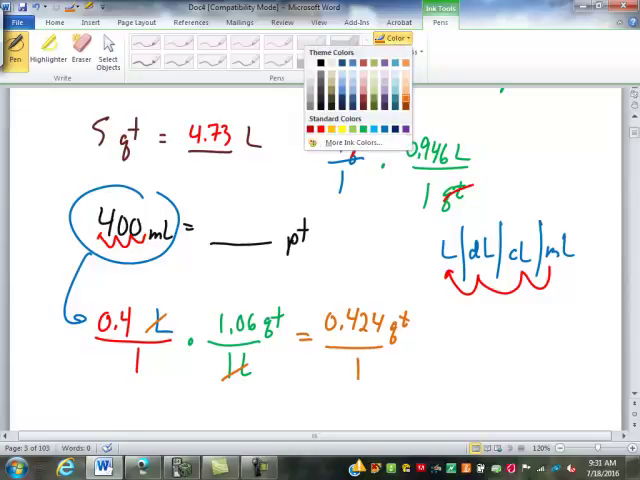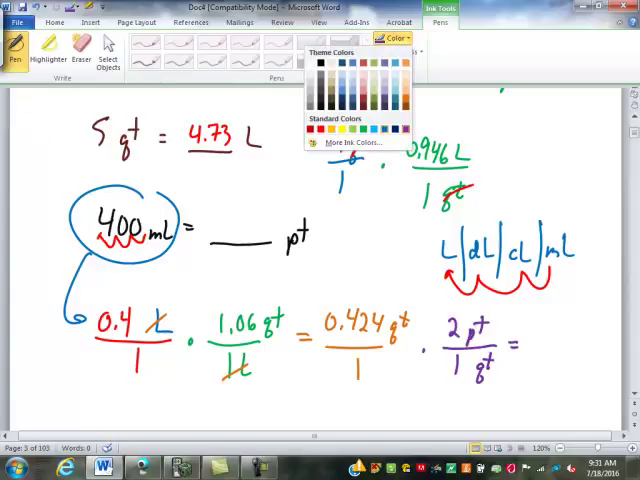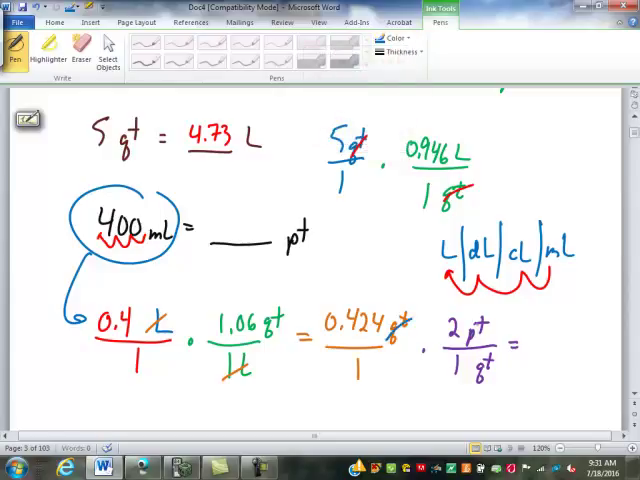Now I need to convert that into pints. So my quarts go on bottom. 1 quart is 2 pints. The quarts cancel out. 0.424 times 2 is 0.848 pints. So 400 milliliters is 0.848 pints.